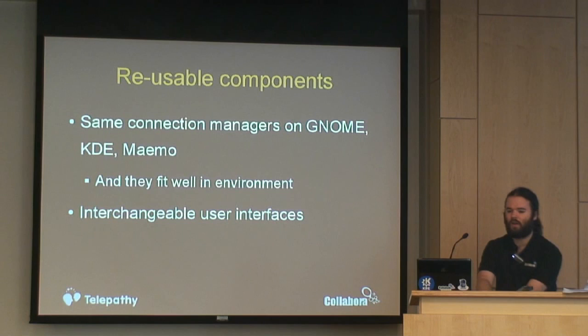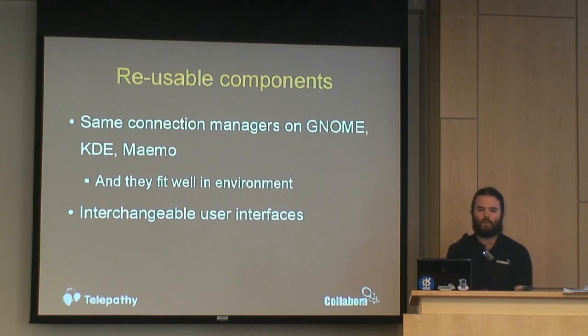Another advantage is that since Telepathy is all back-end stuff, we can have the same connection managers on GNOME, KDE, on your phone, and they fit well in the environment because they're not providing any UI. The actual clients of Telepathy provide the UI, so there are interchangeable user interfaces. This provides a real benefit for KDE because we can get a lot of the benefits from Telepathy, and we don't have to rewrite everything all over again. Most of everything I'm talking about so far has already been done, so we just have to use it if we want to.